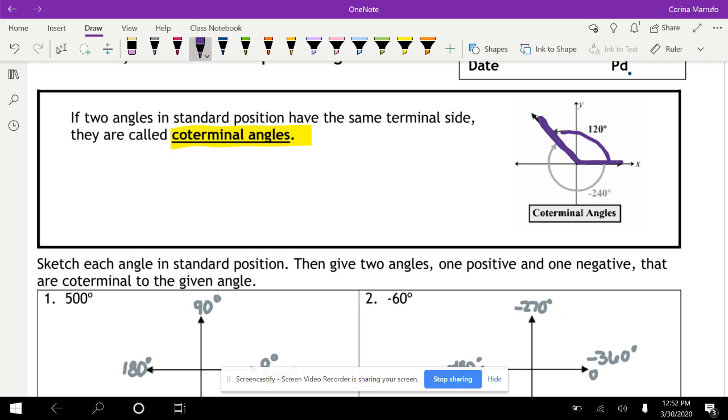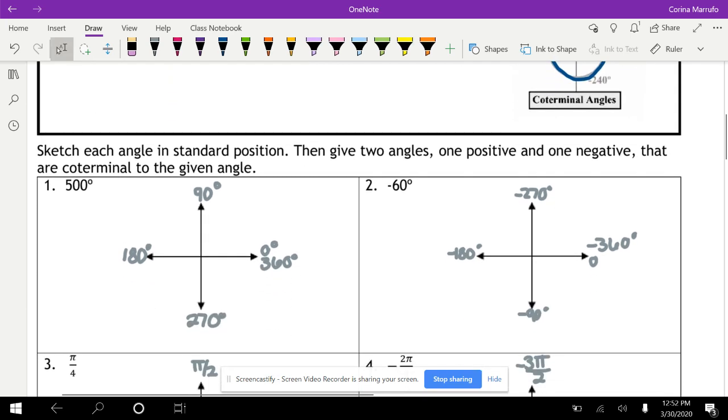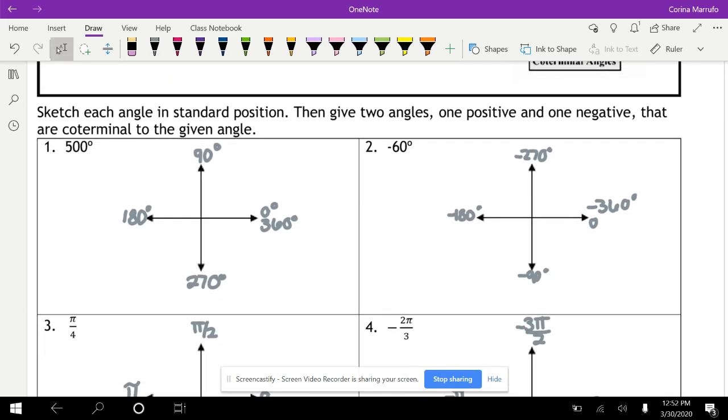And so a coterminal angle to 120 degrees would have the exact same starting point and ending point. So in this case, negative 240 degrees has the same starting point and ending point, but goes in the opposite direction. So those are considered coterminal angles because they share this side right here, the terminal side, okay? So if we look here, it says sketch each angle in standard position, then give two angles, one positive and one negative, that are coterminal to the given angle.